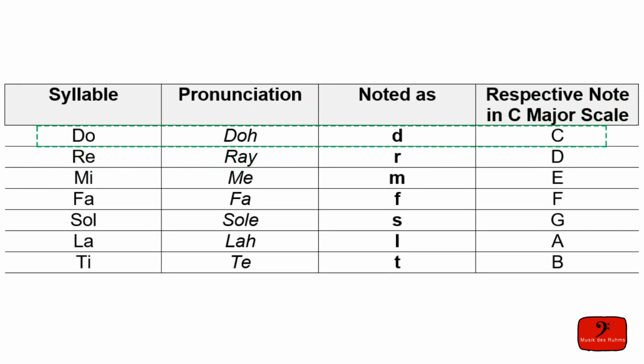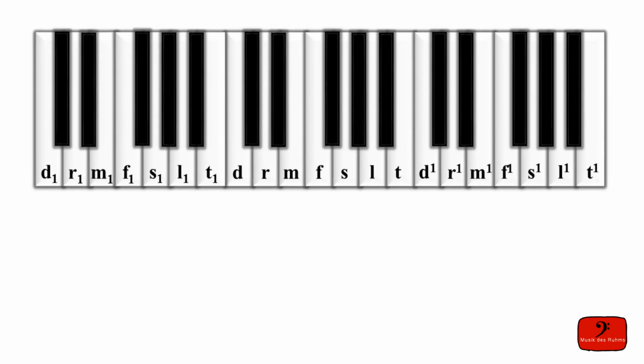The syllable written as D, O, is pronounced as Do, and noted as D, in every scale. For example, in C major scale the note C is represented by Do. The note in upper octave or lower octave is represented by the number 1 as superscript or subscript respectively. The figure shows this notation in C major scale.